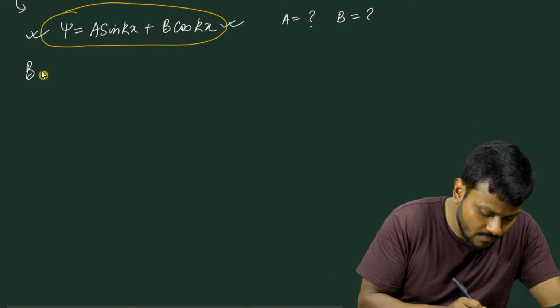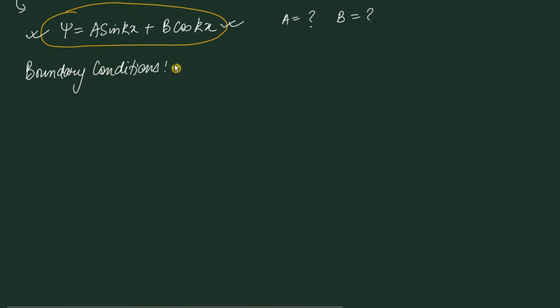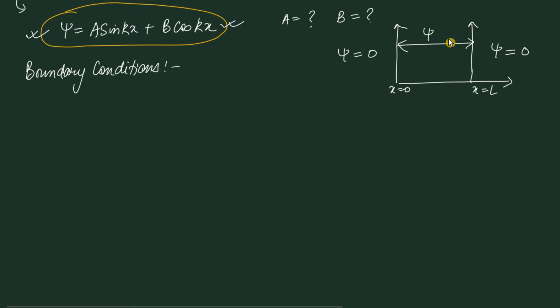So I'm going to apply some boundary conditions to find out A and B. Now what boundary conditions can I apply? As I already told you, the particle is restricted in between x is equal to 0 and x is equal to L. Here the particle cannot penetrate, so whatever solution of the Schrodinger equation is 0 here. The particle can only have some non-zero wave function solution in this region.